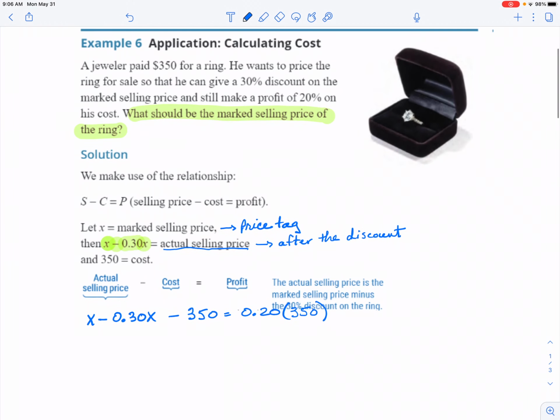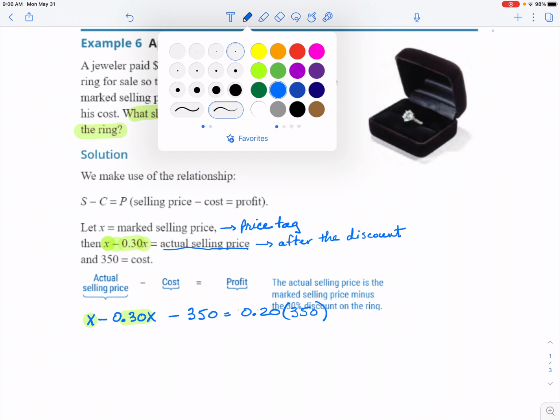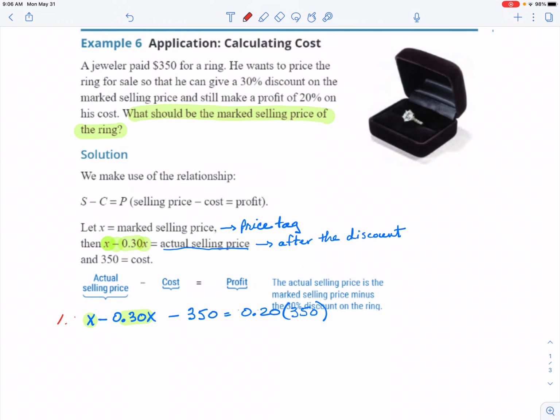Once we get that, then it's just a matter of calculators and arithmetic. So I now see that I have two like terms here, x and 0.30x, and you really need to note that this is a 1 in front of this x. So you've got a 1x and a negative 0.30x. So you end up with a 0.70x, combining like terms. So if some of you may be having trouble right there, be careful with that step.